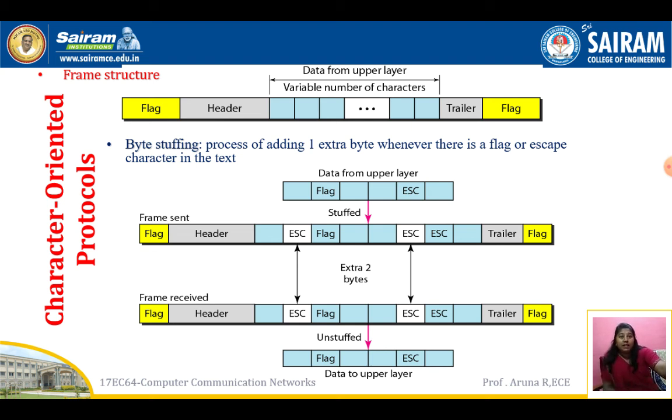Byte stuffing is done whenever a character similar to the flag or escape is present in the data. An extra dummy character, ESC, will be added. So when you see two ESC characters together with a flag, the dummy ESC character will be removed. This approach is known as the character oriented approach.